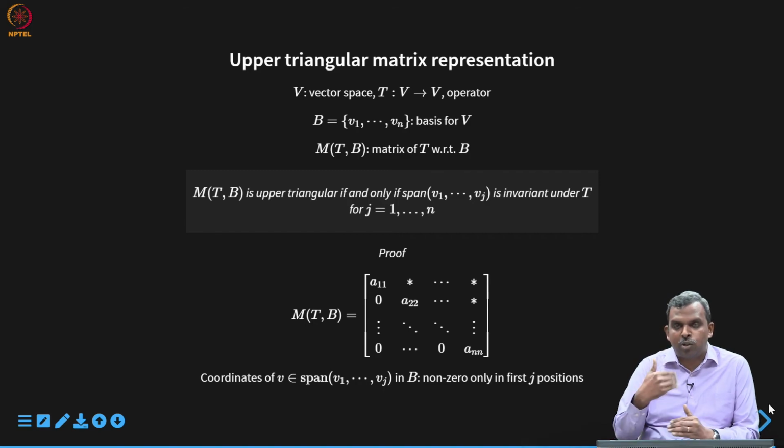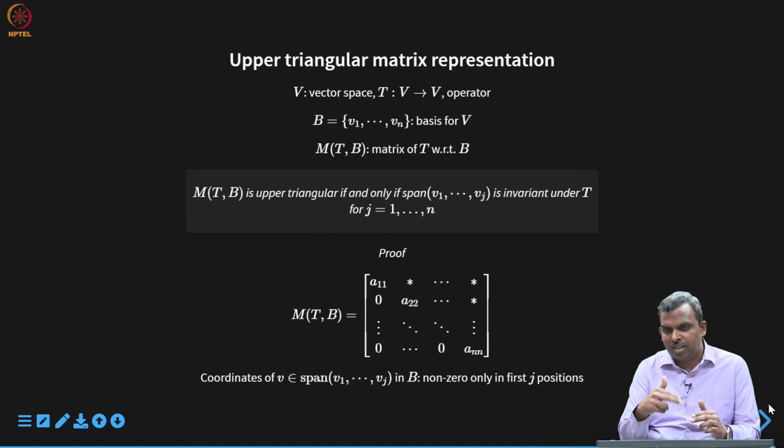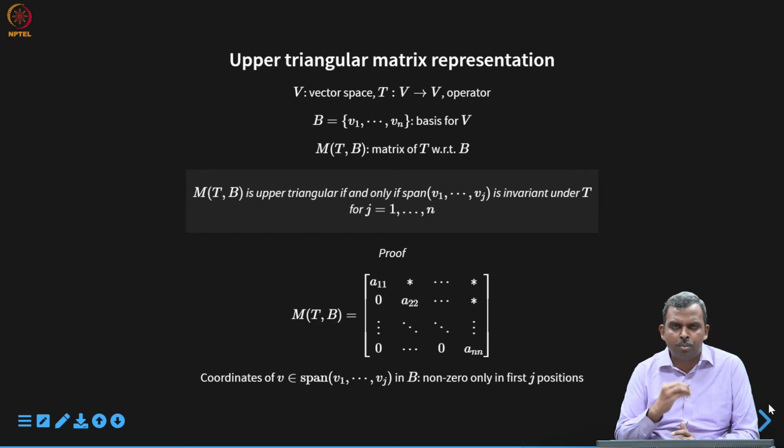And the other way also is true. If you have a basis in which the first j alone are going to be involved, if you express the operator in that basis, you will naturally get an upper triangular representation. Okay, it's a very simple characterization of what it means to have an upper triangular matrix representation. So this sounds very simple, but it's very important.